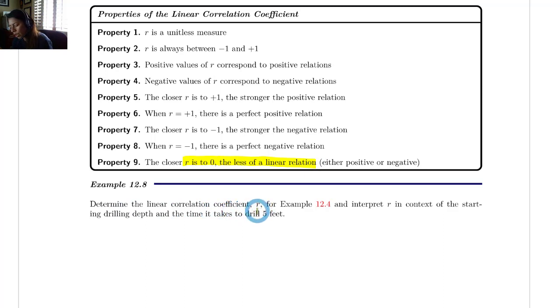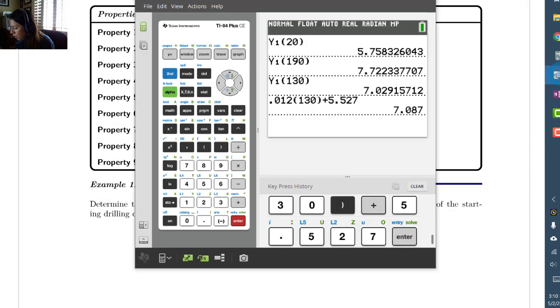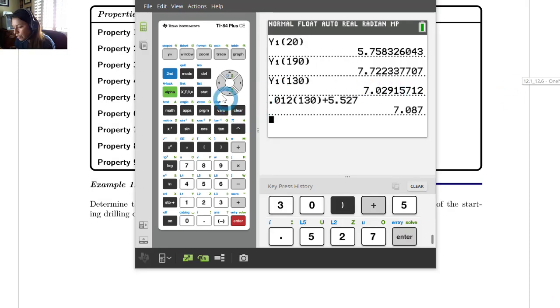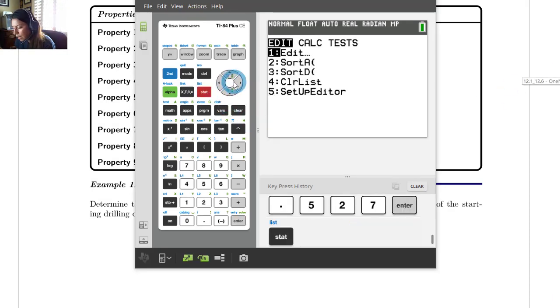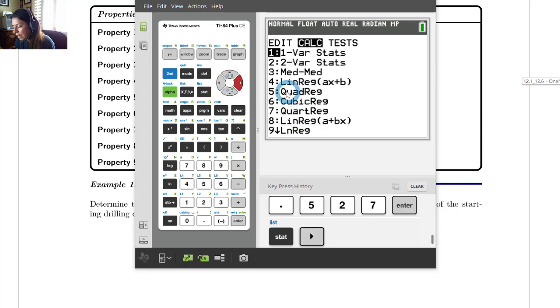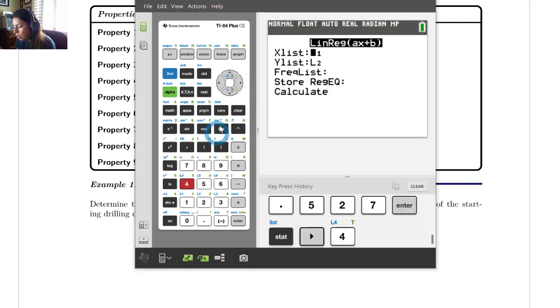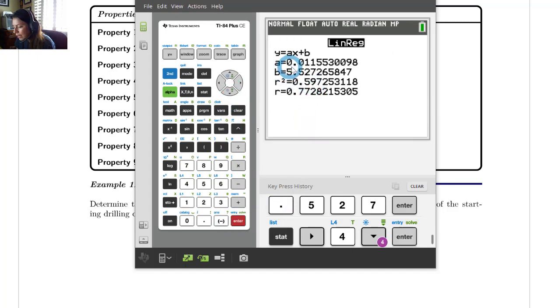Okay, so let's go ahead and determine the linear correlation coefficient R in the drilling example and then interpret it. We already did this in the calculator. If we just go back to STAT and go back to CALC and run the same LinReg as we did before and hit calculate, we get the same slope and y-intercept, but notice now we're going to talk about the r squared and the r.